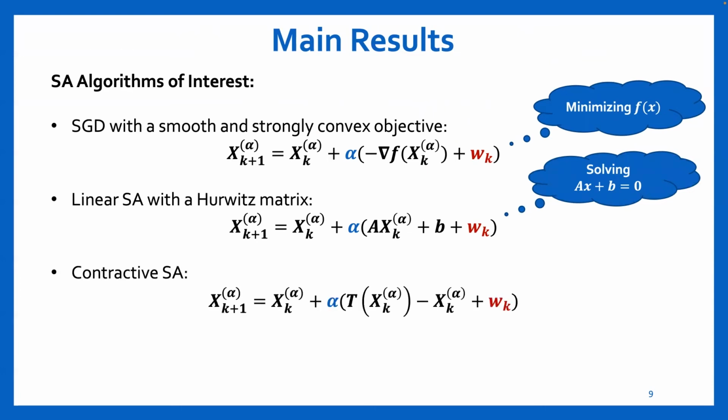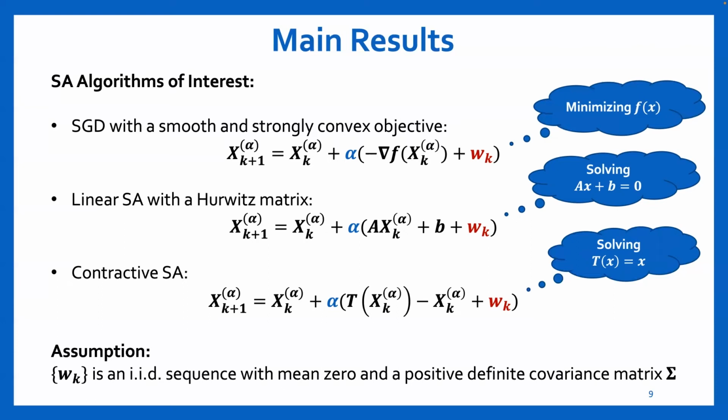Lastly, we are also interested in contractive stochastic approximation. In this update rule, the T operator is a contraction operator with respect to some norm. This update equation is used for solving the fixed point equation Tx equal to x. This type of problem also arises in the context of reinforcement learning, where the goal is to solve the Bellman equation, which is a fixed point equation.